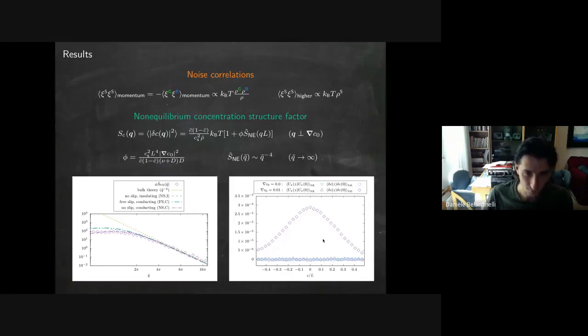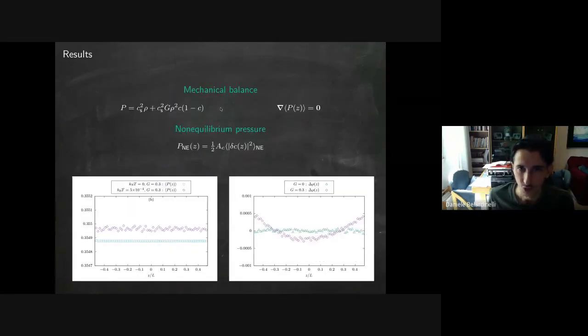So in a nutshell, just to sketch the idea, the local equilibrium assumption and the presence of mechanical equilibrium in average lead to a non-equilibrium contribution to the pressure of this form, where the variance of the concentration appears, only the non-equilibrium contribution of the variance of the concentration fluctuations. And the resulting non-equilibrium pressure may be space dependent, and one may wonder how this could be reconciled with an average mechanical balance, right? Where one expects that the pressure is constant.